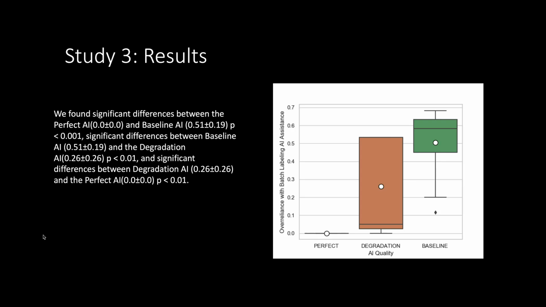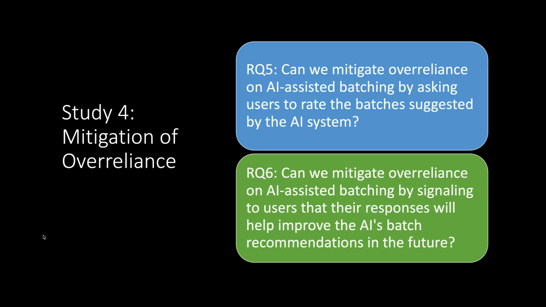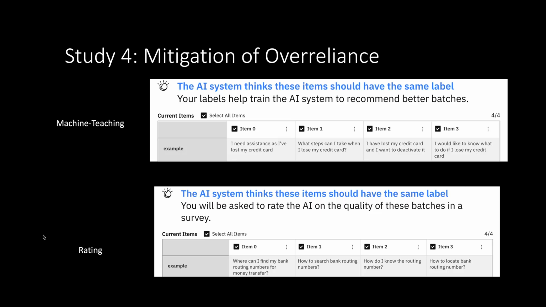In study 4, we were asking, can we mitigate over-reliance on AI-assisted batching by asking users to rate the batches suggested by the AI system? We were also asking if we can mitigate over-reliance on AI-assisted batching by signaling to users that their responses will help improve the AI's batch recommendations in the future. These were the 2 mitigations that we provided to users.